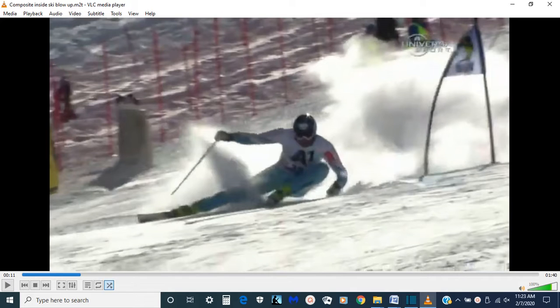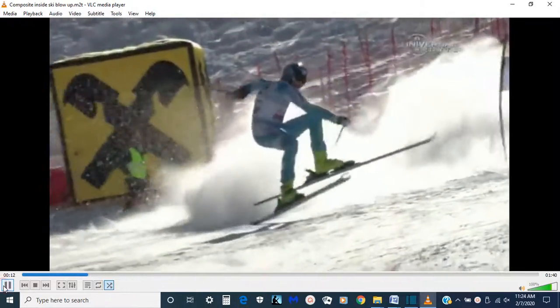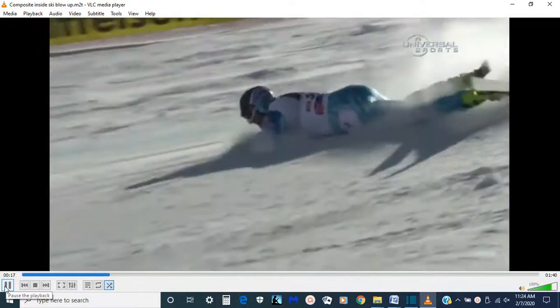He has no counter rotation. All his weight is on the inside ski, and when that tip grips, it's going to torque him around rapidly because all that weight on that ski is going to be thrown around. There you go. See that? Whips him around. You see the tail sliding out.